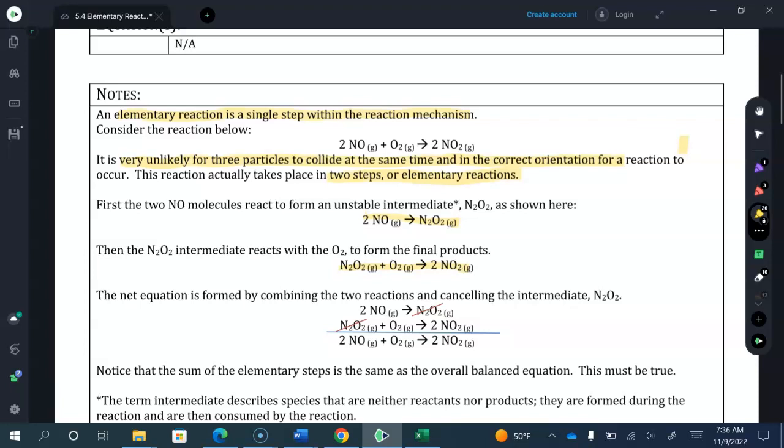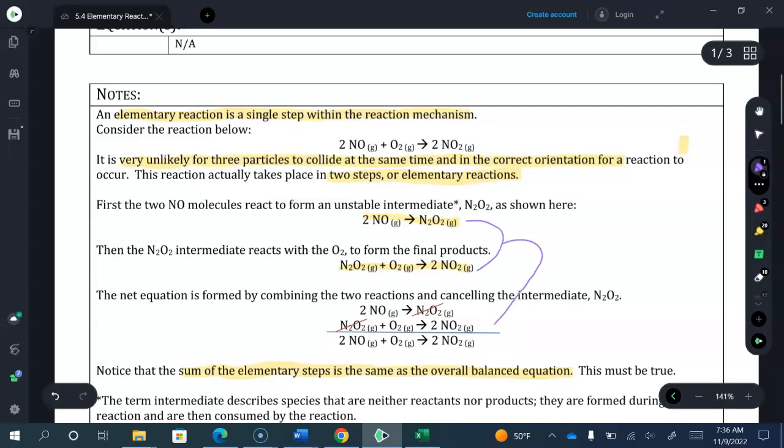It is important to notice that the sum of the elementary steps is the same as the overall balanced equation. Okay, so your reaction mechanism, which is these two, are going to add to give you your overall balanced equation. These two combined are your reaction mechanism, and each one of these is called an elementary step or elementary reaction.